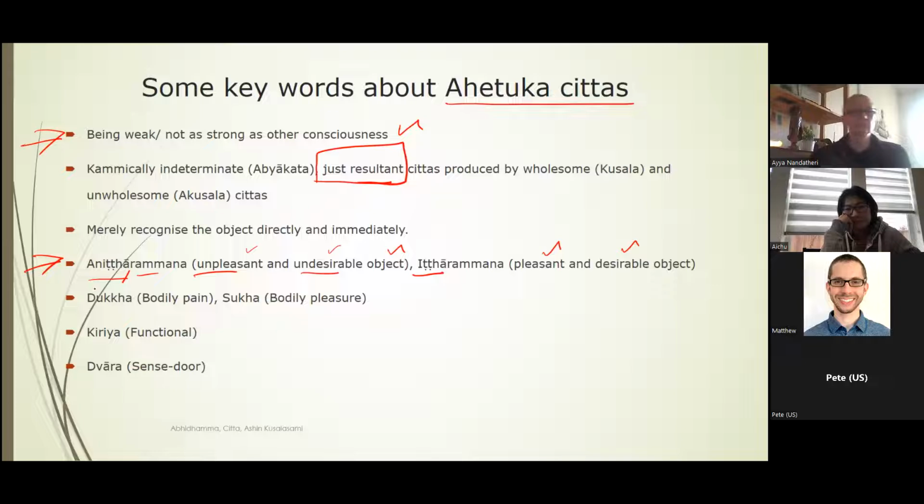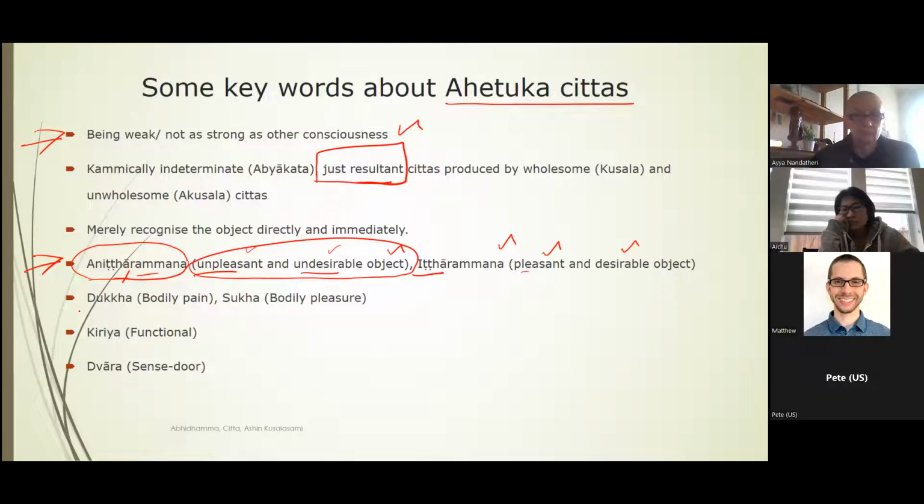According to the Abhidhamma, when you see an Anitta Ramana, an unpleasant and undesirable object, you don't need to blame other people. It is just the result of what you did in the past, the result of unwholesome akusala chetas. And when we have a pleasant and desirable object in our life, it is just because of what we did in the past, because of pleasant, beautiful chetas. So this is just result. Ittha Ramana and Anitta Ramana are connected with the 18 Chetas. You will know more about that.